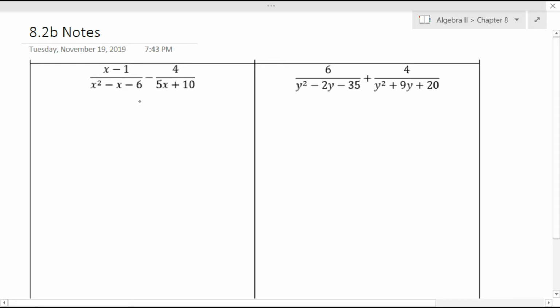So the first thing we have to do is find the LCD. We do that by factoring. What are two numbers that multiply to negative 6 and add up to negative 1? They are negative 3 and 2. So this part right here is going to factor into x minus 3 and x plus 2. That's what this factors into.